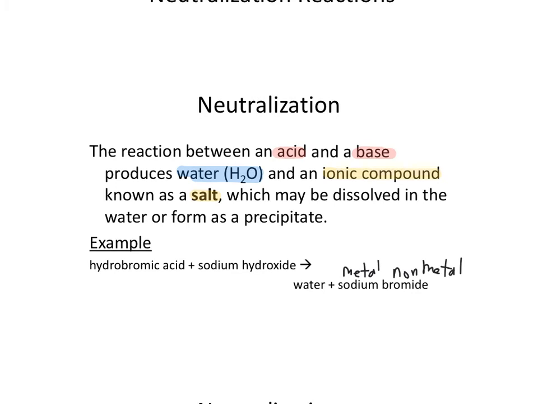Now, if you remember from last lesson, how can we tell from a formula? Let's write our formula here. Hydrobromic acid plus sodium hydroxide, NaOH, gives us H2O plus NaBr. How can we tell from the formulas that this is an acid and this is a base? Pause the video, give it a thought. Can you figure it out?